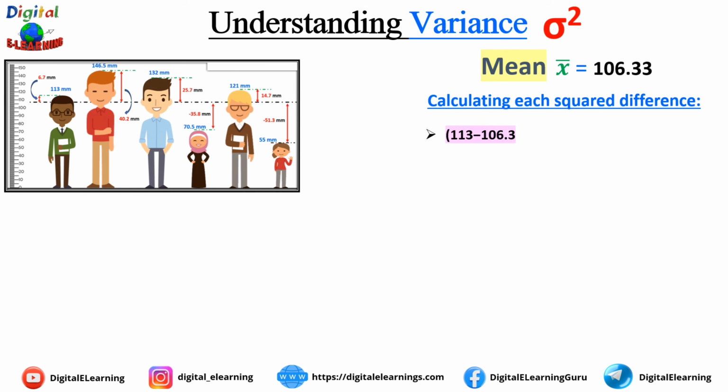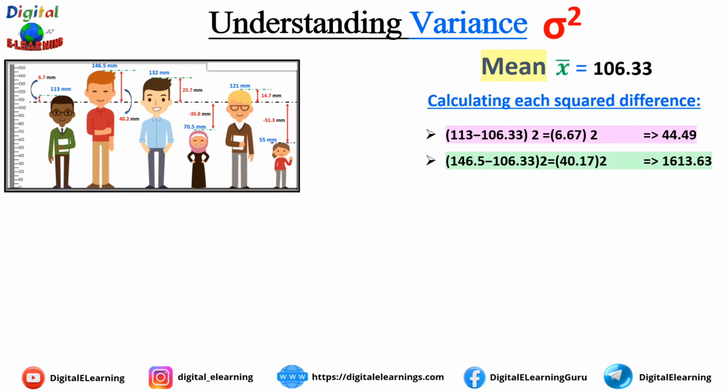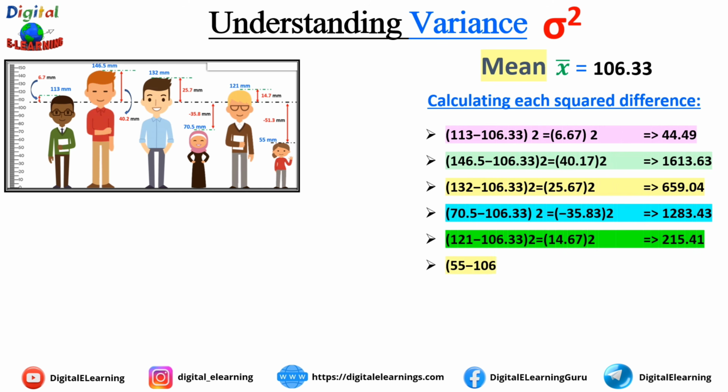For the first candidate, the height is 113. Subtract the group mean 106.33 from that, square it, which comes to 44.49. Similarly, we do it for the second one, 146.5 minus the group mean, that is 106.33, whole square. This comes to 1613.63. Similarly, we do it for all six individuals. We have now calculated the squared differences for all of these individuals.